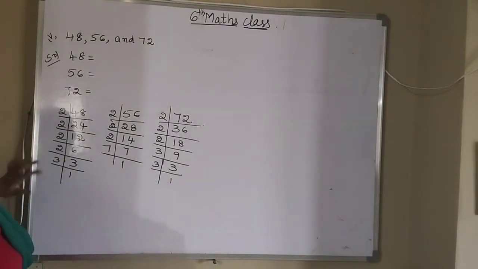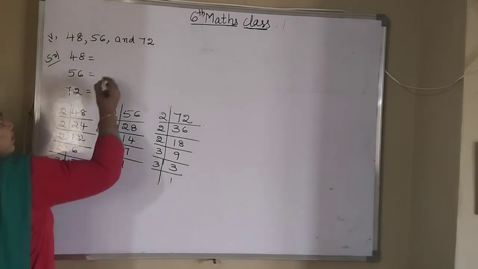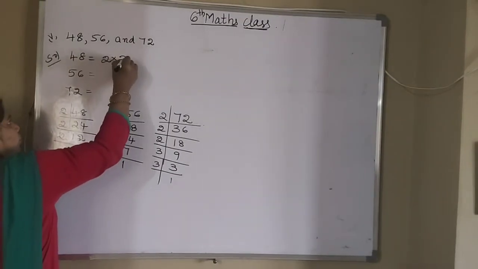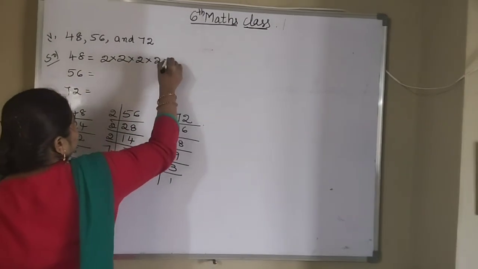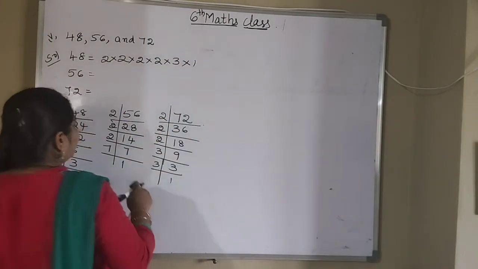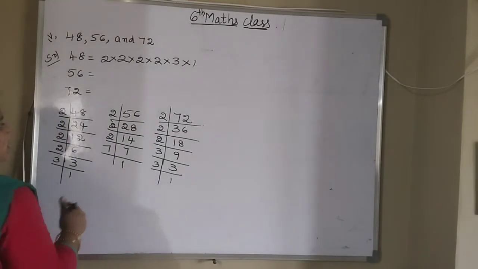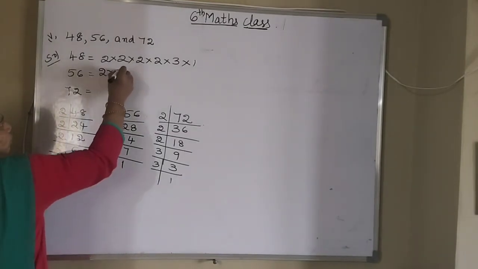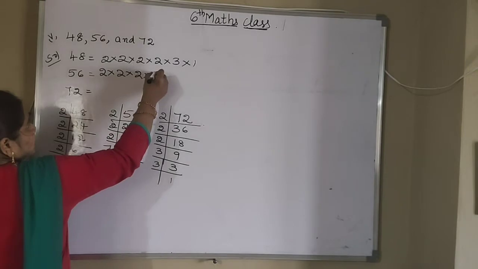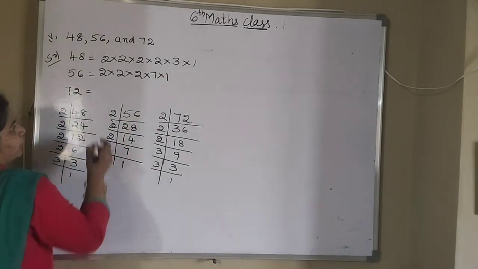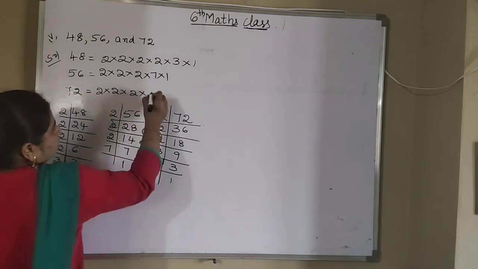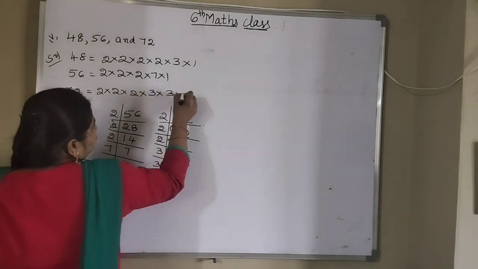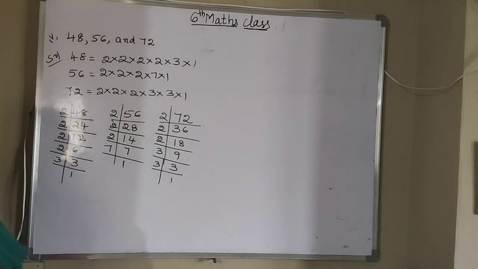Now you write all these prime factors here. 48 can be written as 2 into 2 into 2 into 2, four 2's, into 3 into 1. Next is 56: 2 into 2 into 2 into 7 into 1. And 72: 2 into 2 into 2 into 3 into 3 into 1. So these are the prime factors of the given numbers.